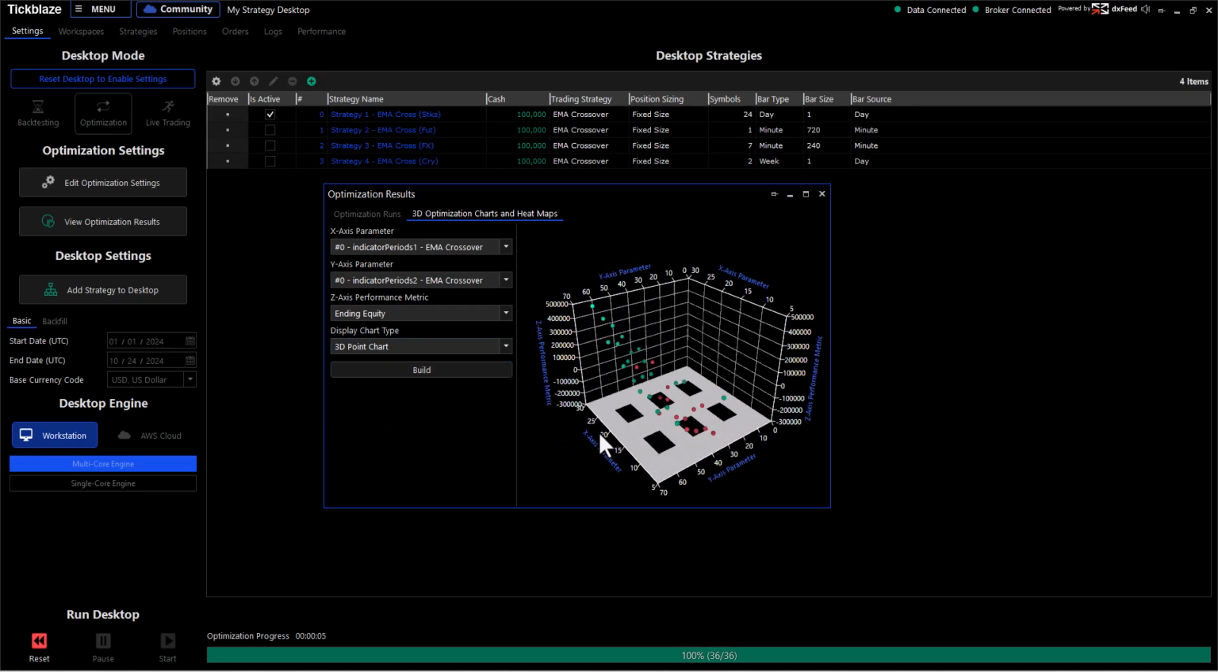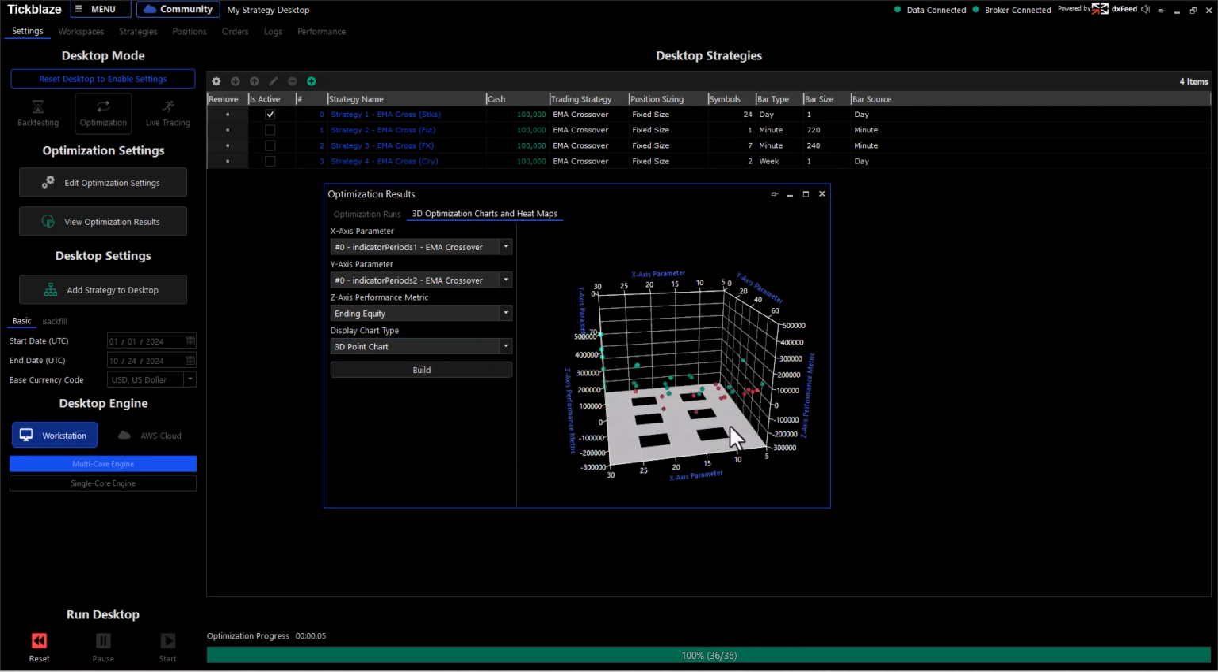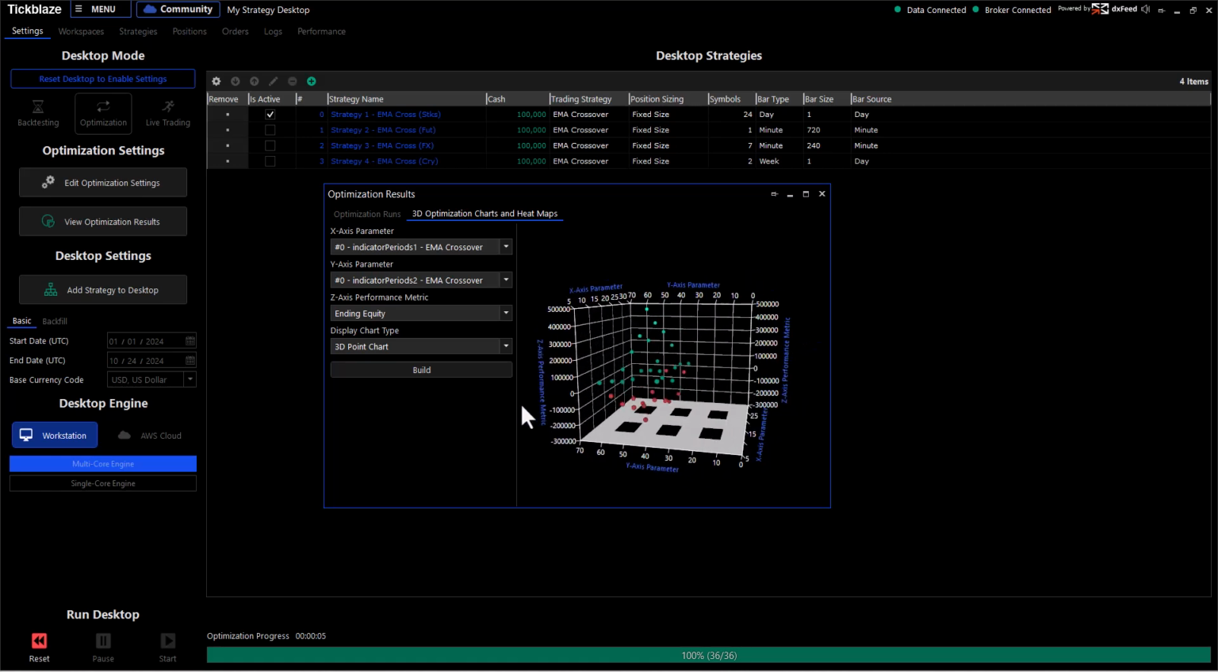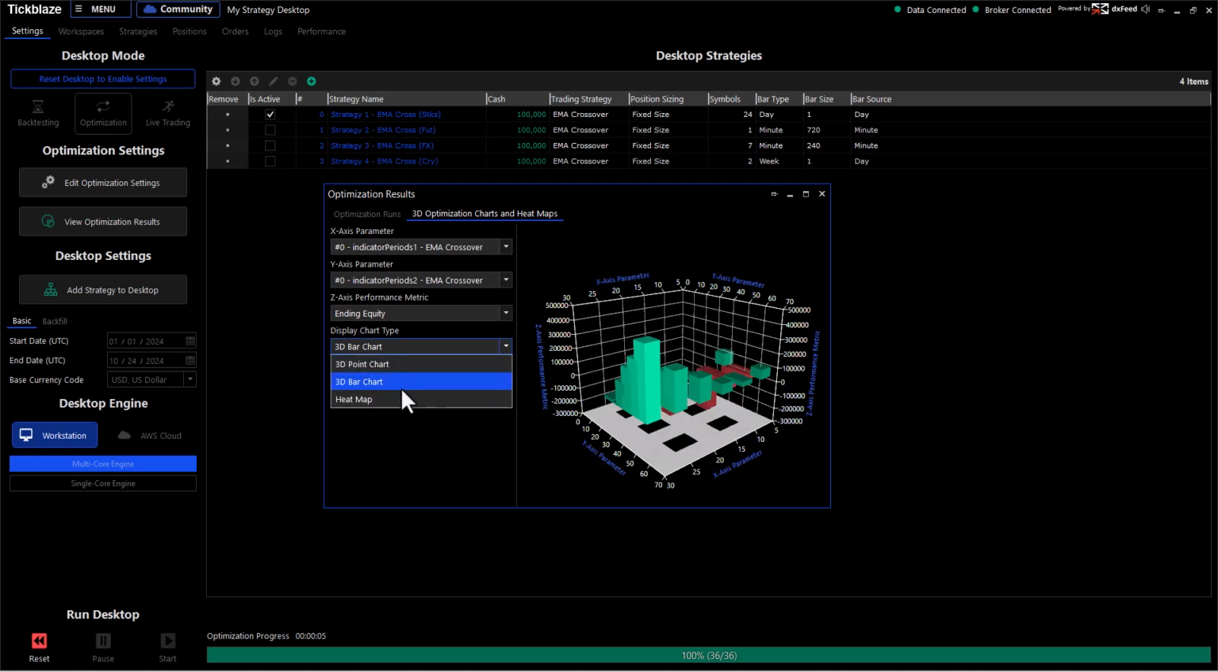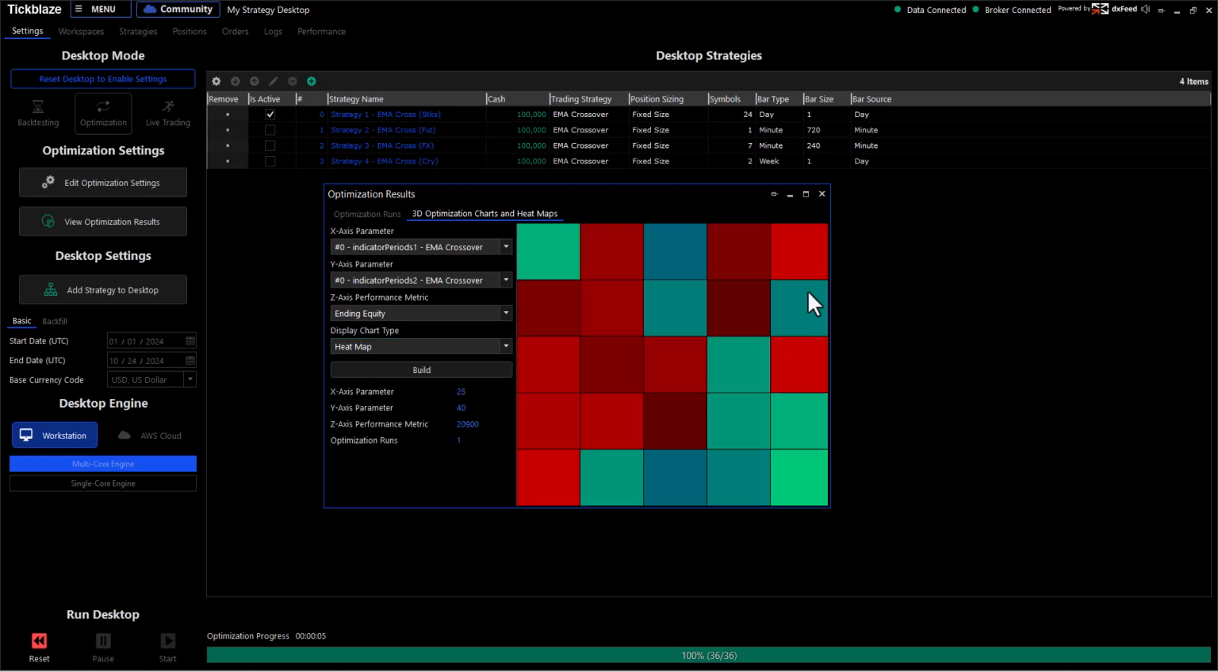You can see that you can move this around for visualization if you're a strategist or if you're somebody that looks at the data in those regards. You could look at a bar chart, right? You could look at a heat map. You could basically look at that.